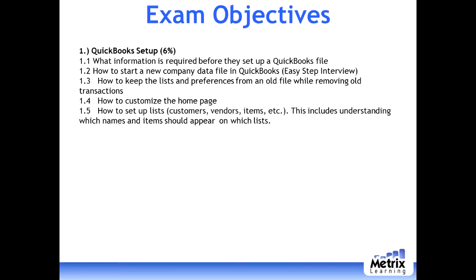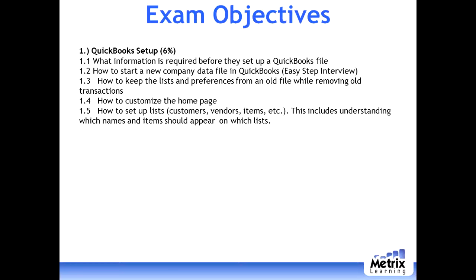Starting off, the first subject is QuickBooks Setup. This accounts for about 6% of the exam. What you'll need to know for this is what information is required before you set up a QuickBooks file. When creating a company through Express Start, you'll need to know the basic company information and general operations within the company as well. The second objective is how to start a new company data file in QuickBooks, which is through the Easy Step interview. In addition, you'll have to understand how to keep the lists and preferences from an old file while removing old transactions, how to customize the home page, and how to set up lists.